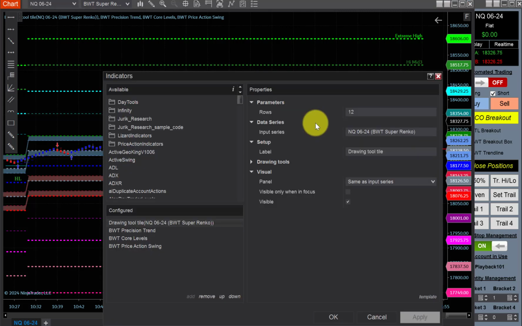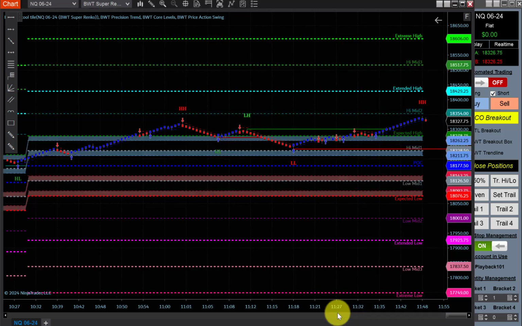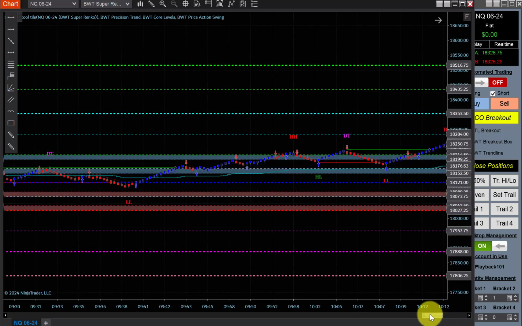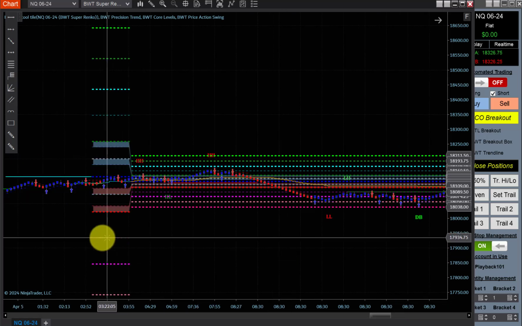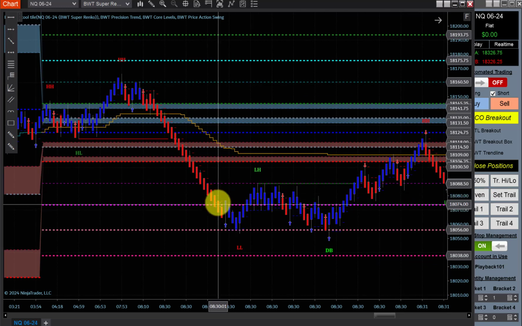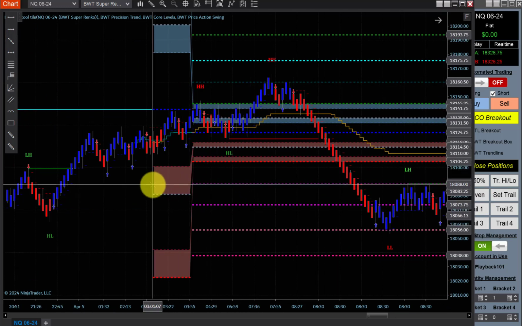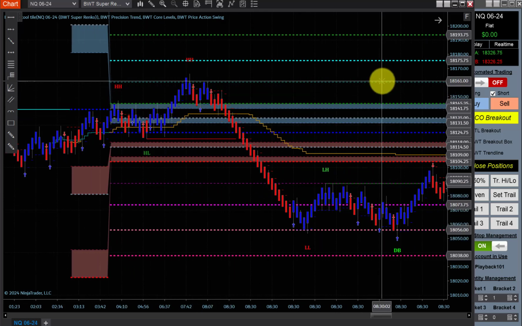So if you go to the core levels indicator, you can click that, and we recommend showing the previous day's last hour as it gives a little more range to the indicator. So I'm going to go back to the European levels, which are here, and they start trading at 3 a.m., which is the London session. So you can see that pretty reliable signals like the regular core.